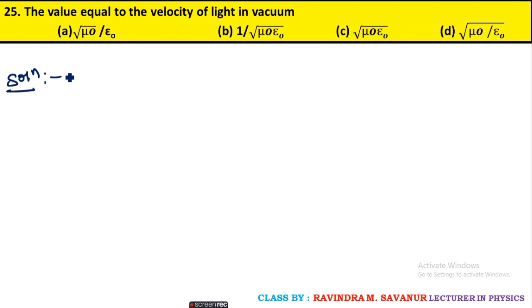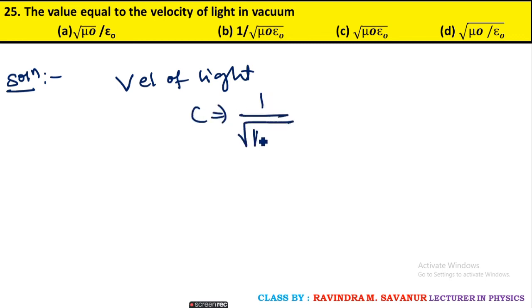Question number 25. The value equal to the velocity of light is given by C equals 1 divided by root of mu naught into epsilon naught. So this is concept based, and you have to remember the speed of light equation.